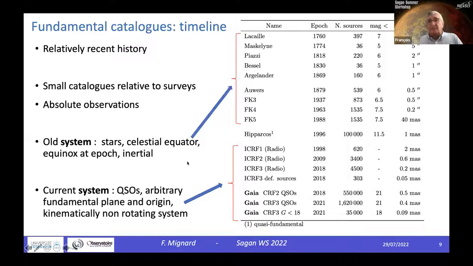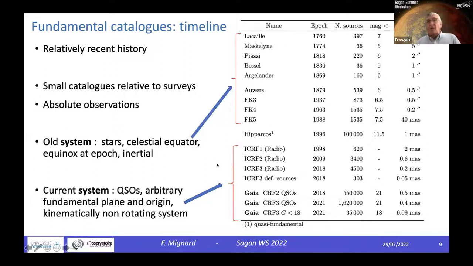And then, starting from 1998, at least the ICRF1, we have extragalactic sources, an arbitrary fundamental plane, an origin, and a kinematically non-rotating system. The quasars are assumed to have no global rotation, and we fix the X direction, Y direction, Z direction in a specified way with the realization of the frame. So Gaia and ICRF radio belong to this part, and now the other one is history.